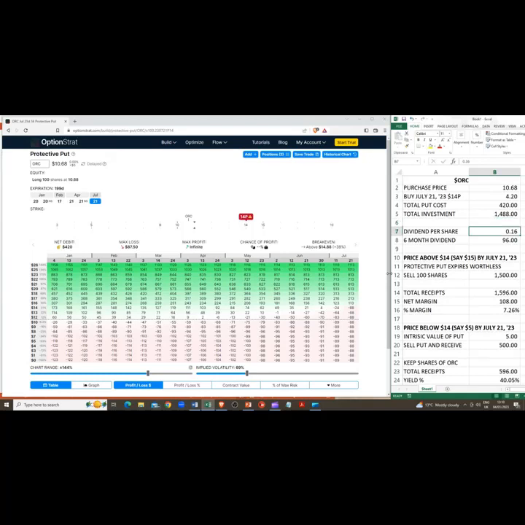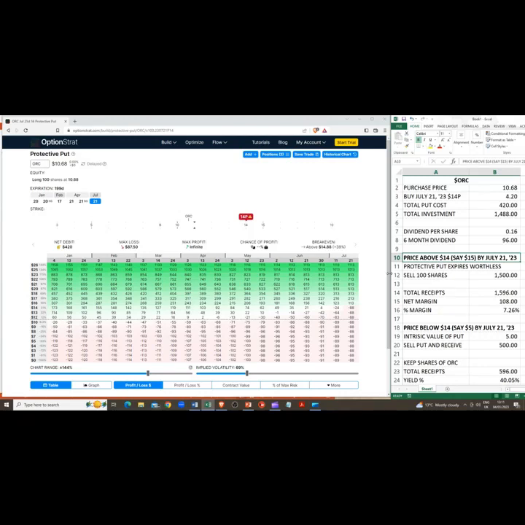Now remember, we've said that ORC pays a dividend of 16 cents per month. So your expected dividend for the next 6 months would be about $96. Now let's look at what could happen. Let's assume that by the 21st of July 2023, the price of ticker symbol ORC is above $14. Let's say $15 for argument's sake. Remember, this is all illustrative purposes, so don't use this as a basis for making any financial judgment. You need to run your own analysis.